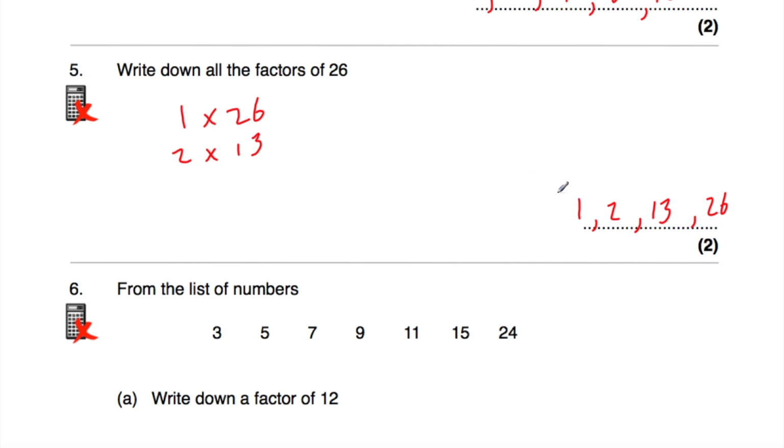26 divided by 1 is equal to 26. 26 divided by 2 is equal to 13. 26 divided by 13 is equal to 2. And 26 divided by 26 is equal to 1. So they go into that number exactly without a remainder, so they're all factors.